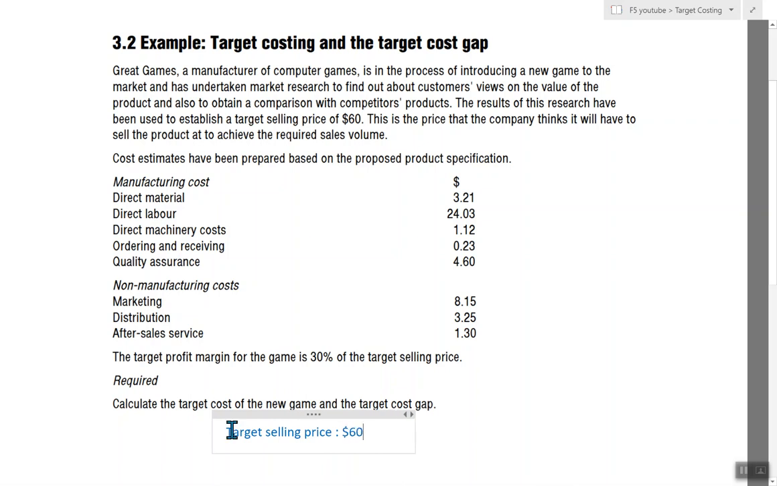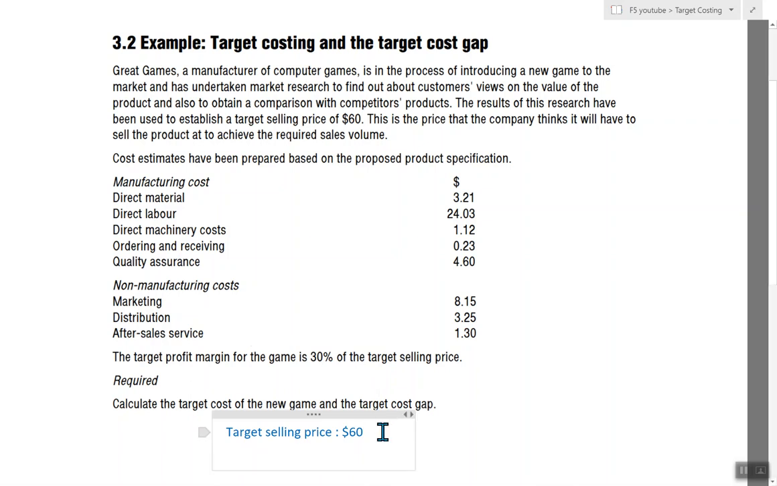This is the price that the company thinks it will have to sell the product at to achieve the required sales. Remember I explained, when we reduce the price, we can still sell it. If we increase the price a little bit, maybe we are still able to sell it, but not as much quantity. Cost estimate has been prepared based on the proposed product specifications. We have manufacturing cost: material, labor, machinery, ordering and receiving, quality assurance; and non-manufacturing cost: marketing, distribution, after-sales services. The target profit margin for the game is 30% of the selling price.